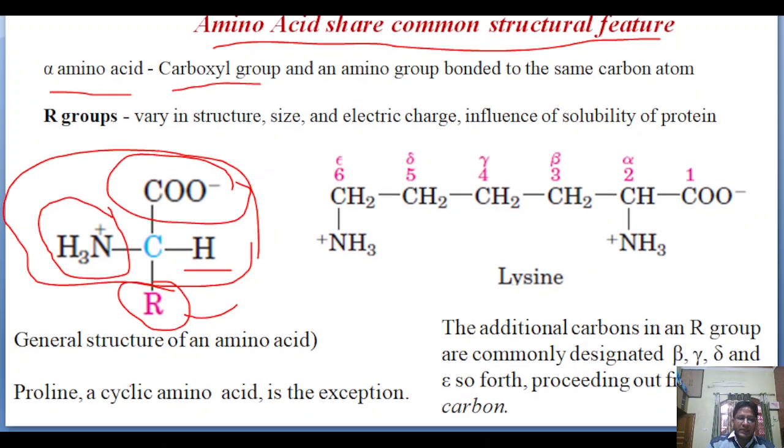But here is an exception, that is proline, because proline is a cyclic amino acid. Here the R group is covalently bound to its amino group. Due to this, it does not have this type of structure.